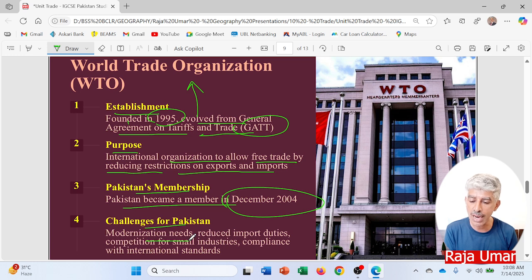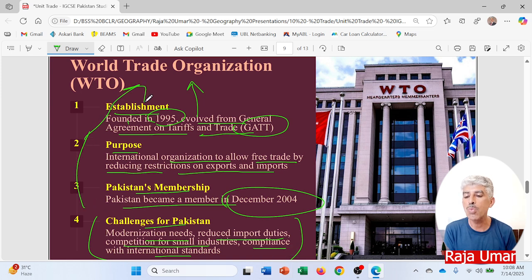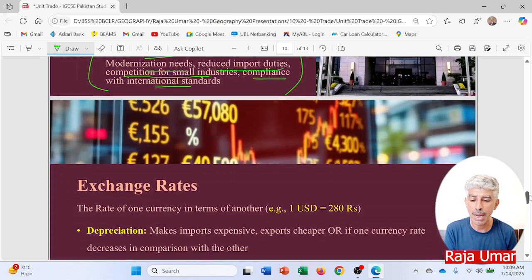Challenges for Pakistan: modernization needs. Pakistan needs to modernize its industry to upgrade and update the machinery and quality standards. Then reducing import duties so that imports could be taken more easily. Competition for small industries globally, and compliance with international standards. All these challenges Pakistan is facing just because of becoming a member of the WTO, as the world wanted us to be a member so that Pakistan might raise the standards of its products for the world. So this is how things are for Pakistan now.